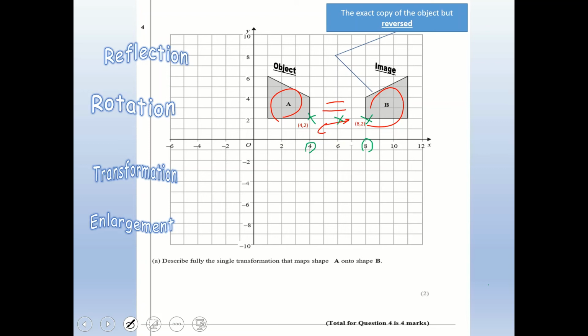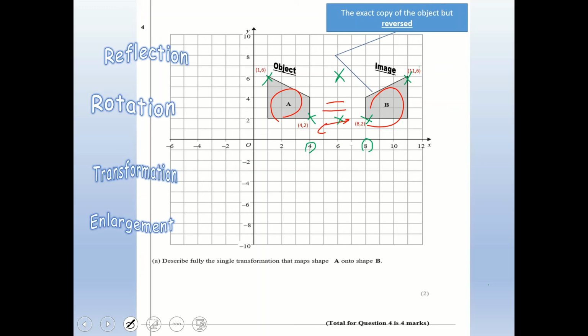Let's find another halfway point between another pair of corresponding points. For example, the point 11,6 and the point 1,6. Also, we'll find the halfway point between the 2 points will be 6,6.